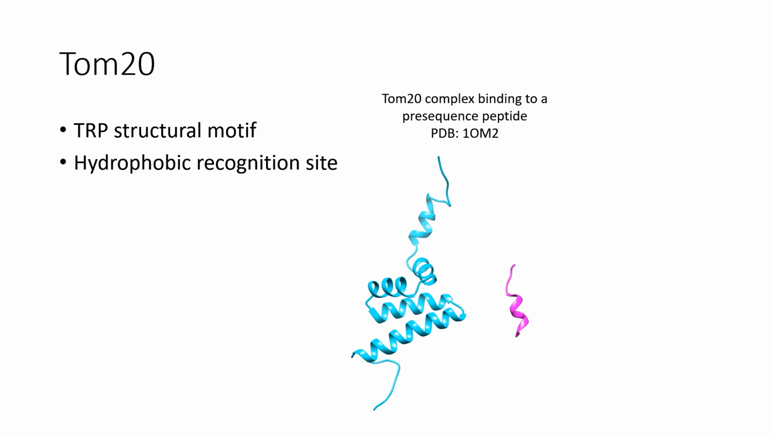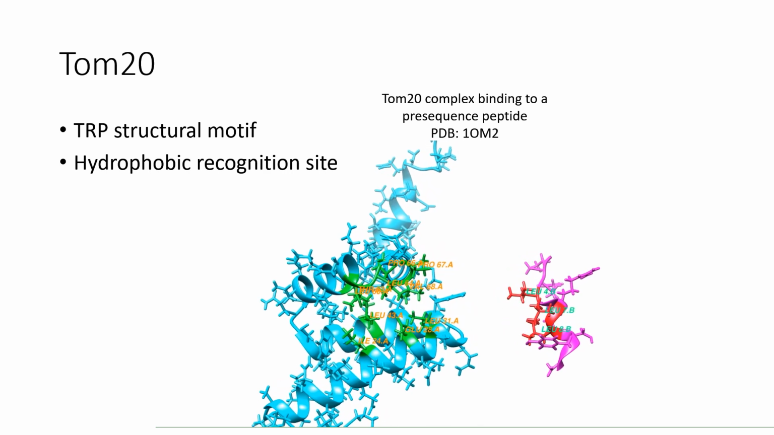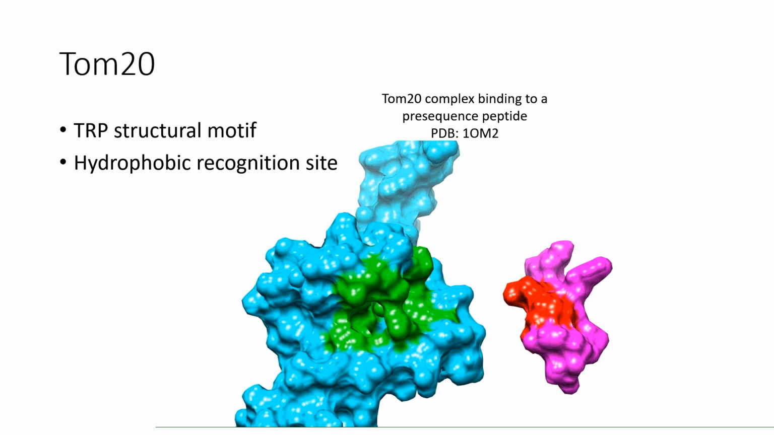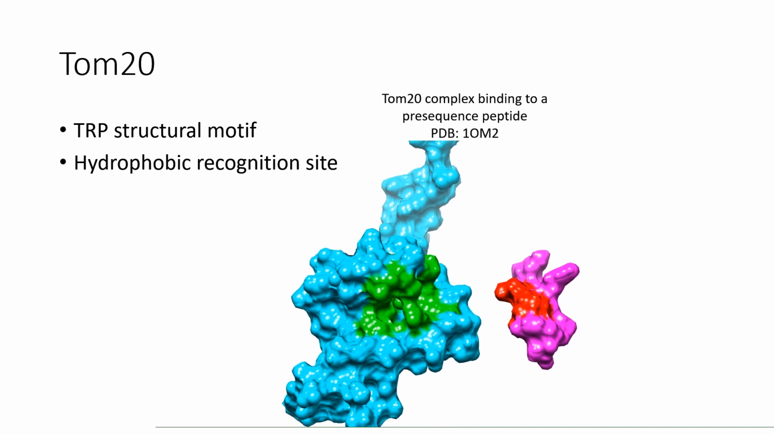TOM20 is the first receptor the precursor interacts with and is responsible for the recognition of the hydrophobic surface of the presequence. It consists of 5 alpha helices and a tetratricopeptide repeat structural motif, or a TPR, that preferentially folds to produce a domain with an internal hydrophobic core. This core forms a central groove that consists of side chains that are shown here in green. The hydrophobic presequence side, in this case consisting of leucine 4, 7, and 8, shown in red, is bound to the groove to initiate import of the precursor.